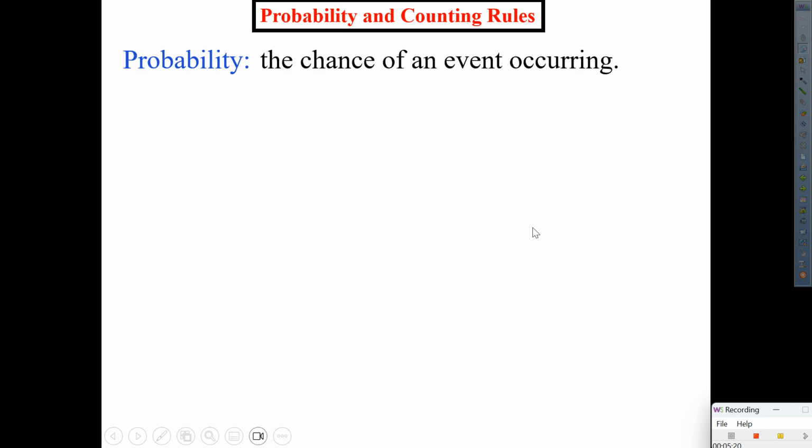Very good. A chance of an event occurring. The chance of an event occurring. You already have these notes.